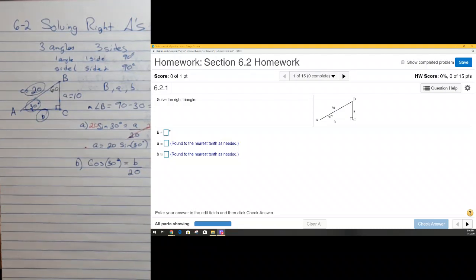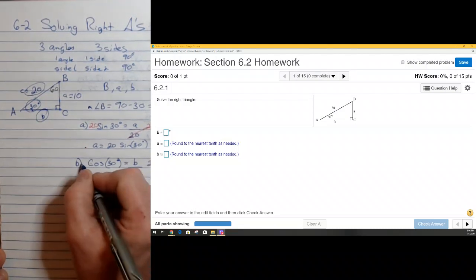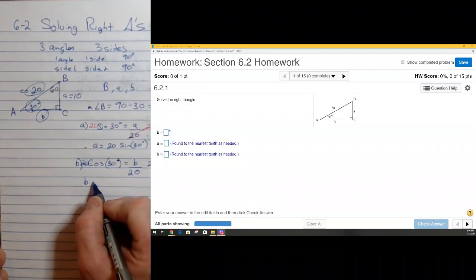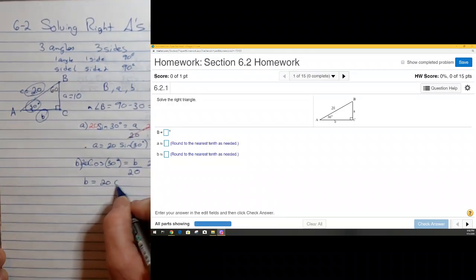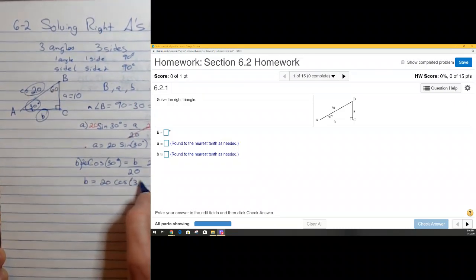Here, I want to solve for B, so I'm going to multiply both sides by 20 again, and I'm going to get B is equal to 20 cosine of 30.